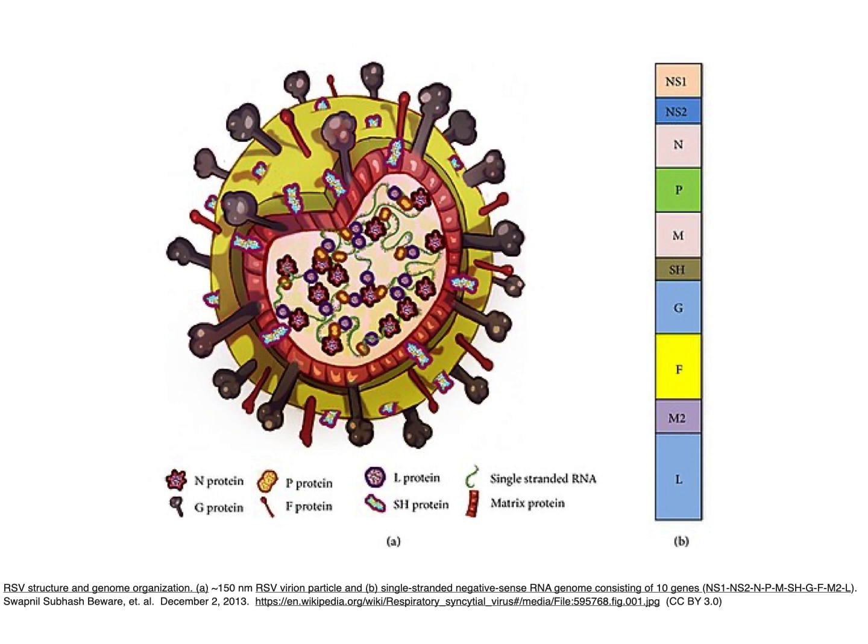RSV structure and genome organization. A. RSV virion particle, and B. Single-stranded negative sense RNA genome consisting of 10 genes: NS1, NS2, N, P, M, SH, G, F, M2, and L.